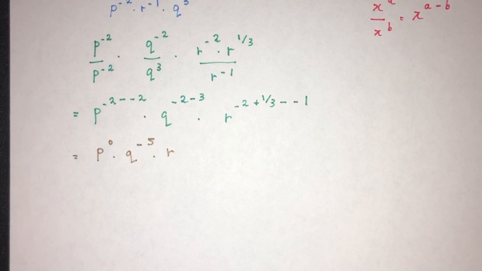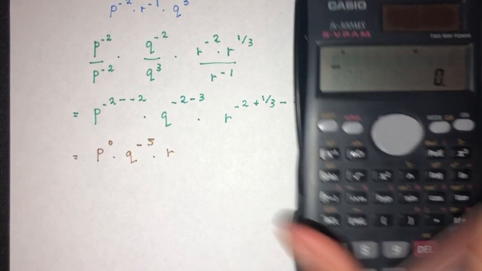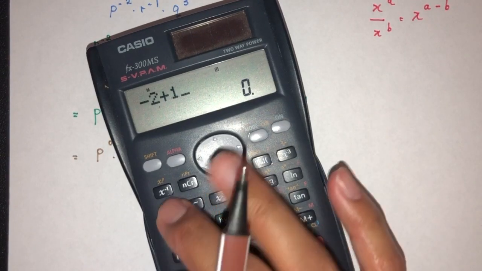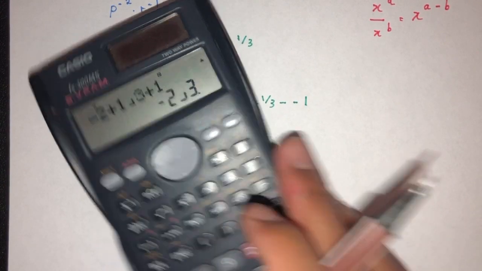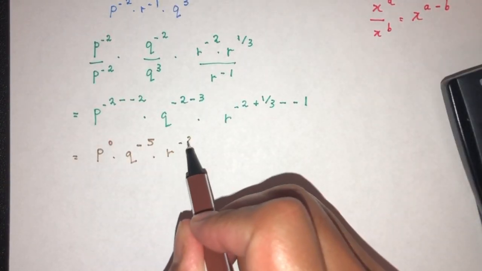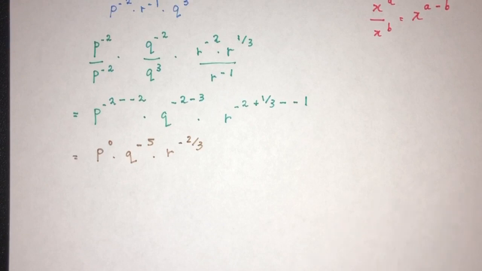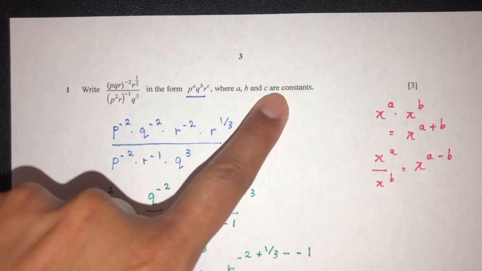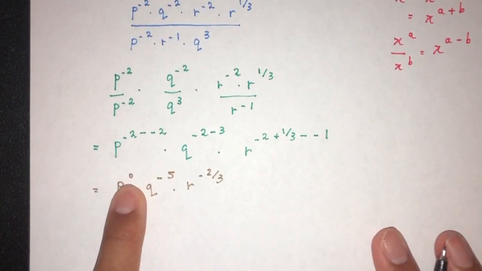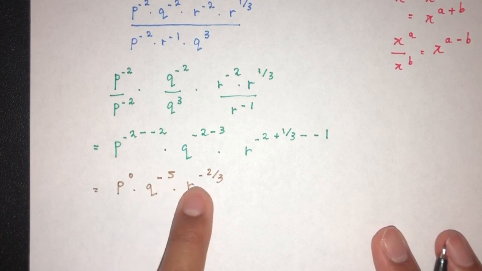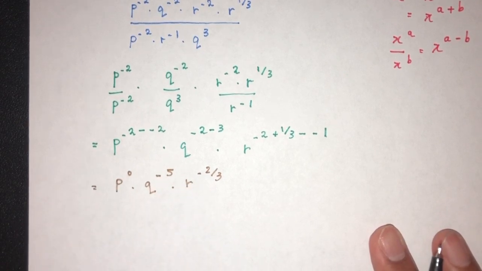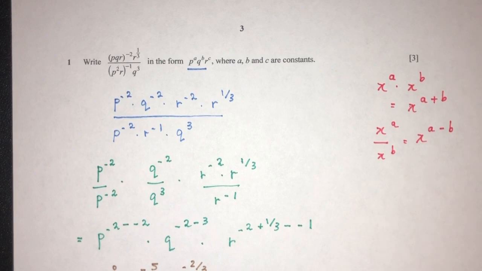So let's use our calculator here so we don't make any silly mistakes. Minus 2 plus 1/3 plus 1, that will be minus 2/3. So as you can see, A, B, C are constants. So A is 0, B is minus 5, and C is minus 2/3. And that will be your question number 1.